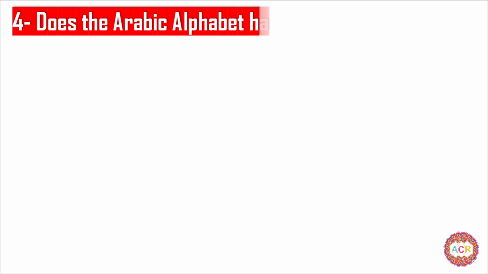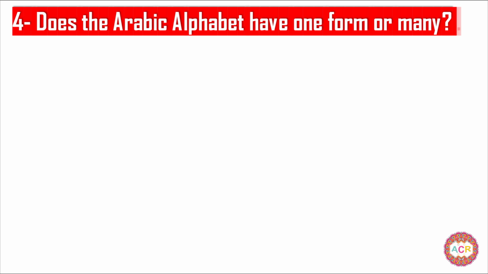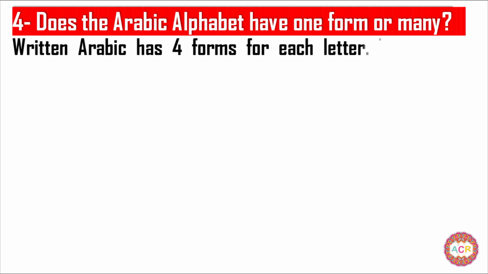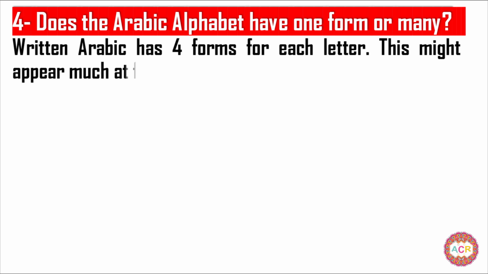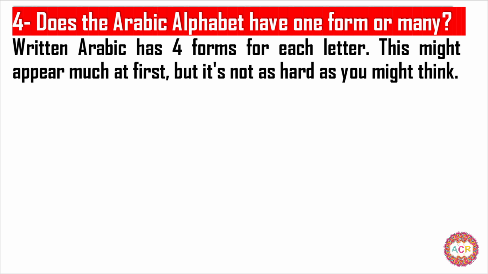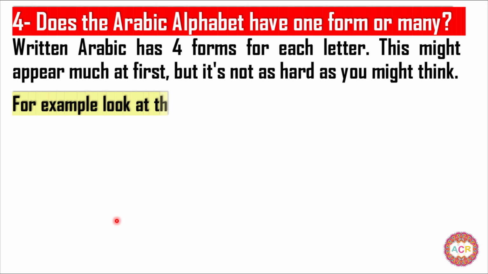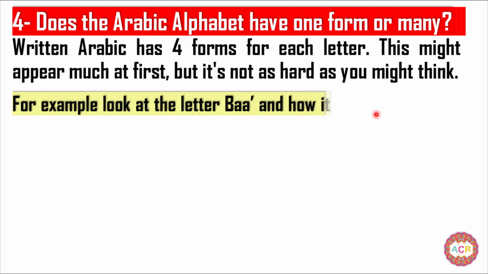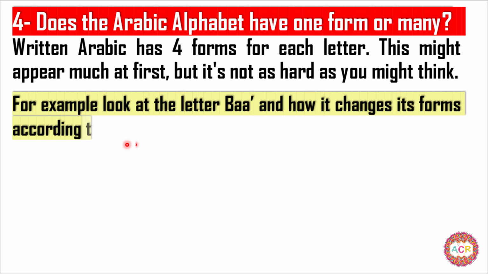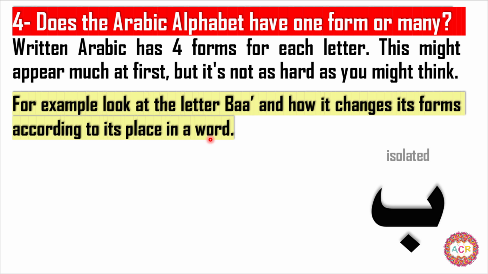Does the Arabic alphabet have one form or many? Written Arabic has 4 forms for each letter. This might appear much at first, but it is not as hard as you might think. Let's talk about the letter Ba and how the letter Ba changes its forms from beginning, middle, and end according to its place in a word.